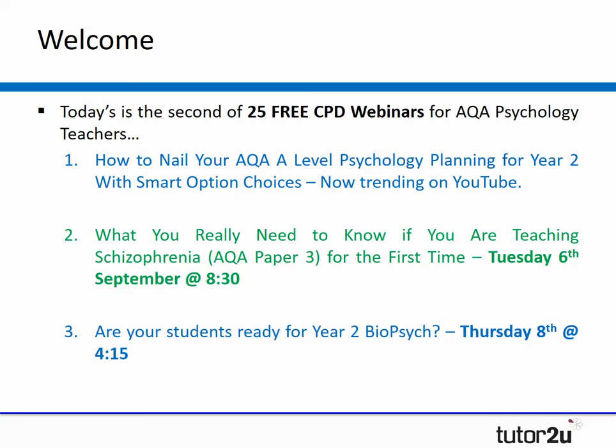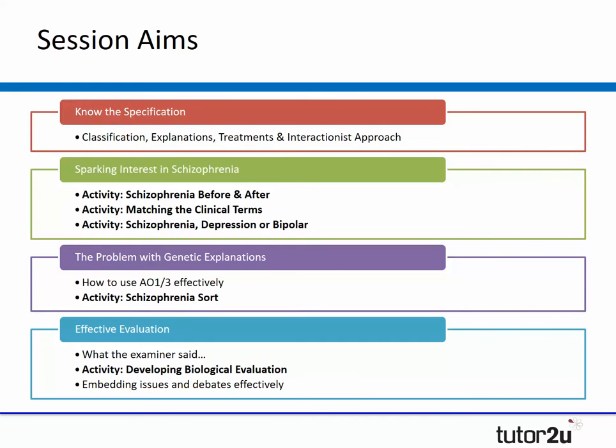We had one yesterday evening looking at Year 2 planning and smart option choices, which is now trending heavily on YouTube. We've got tonight's one on schizophrenia, and then we have another on Thursday evening looking at are you ready for Year 2 biopsychology and the differences between Year 1 and Year 2 content and what your students need to know for that. Tonight's webinar is divided into four sections.